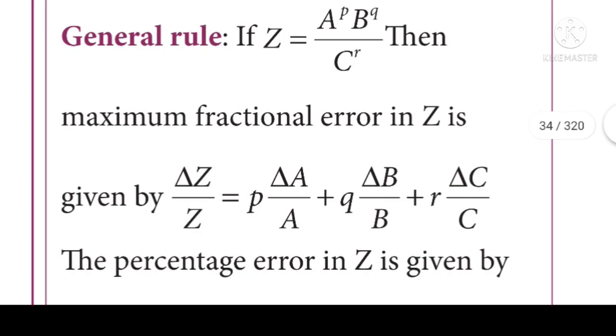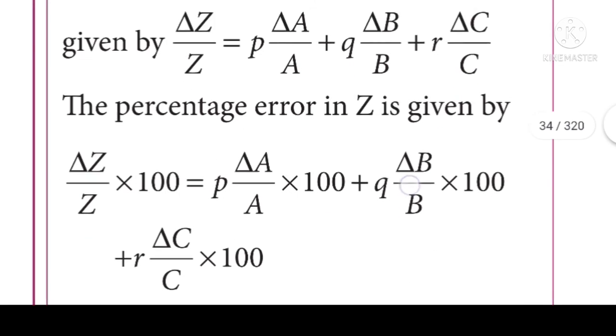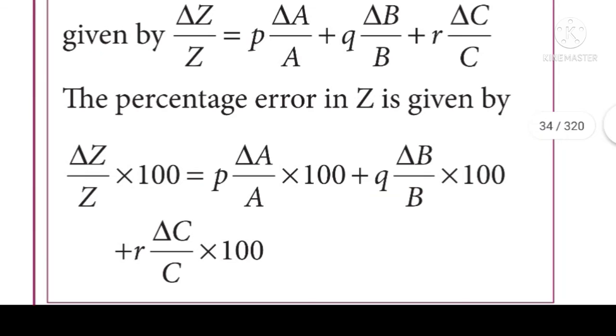Here a general rule is given. If Z is equal to A power P, B power Q divided by C power R, then the maximum fractional error in Z is given by del Z by Z is equal to P into del A by A plus Q into del B by B plus R into del C by C. Then the percentage error in Z is given by del Z by Z into 100 is equal to P into del A by A into 100 plus Q into del B by B into 100 plus R into del C by C into 100.